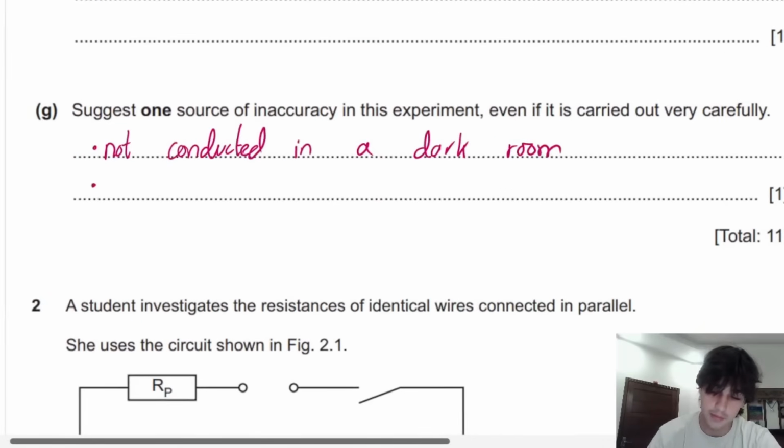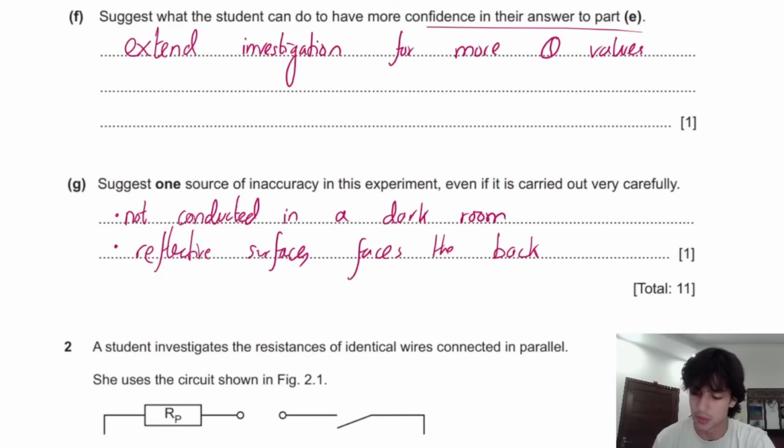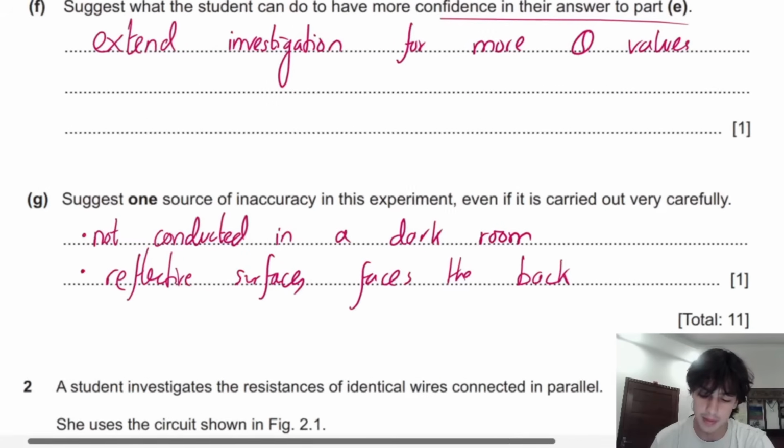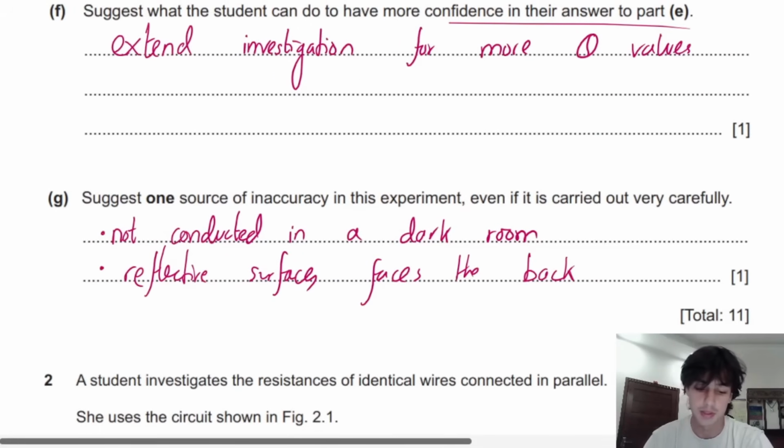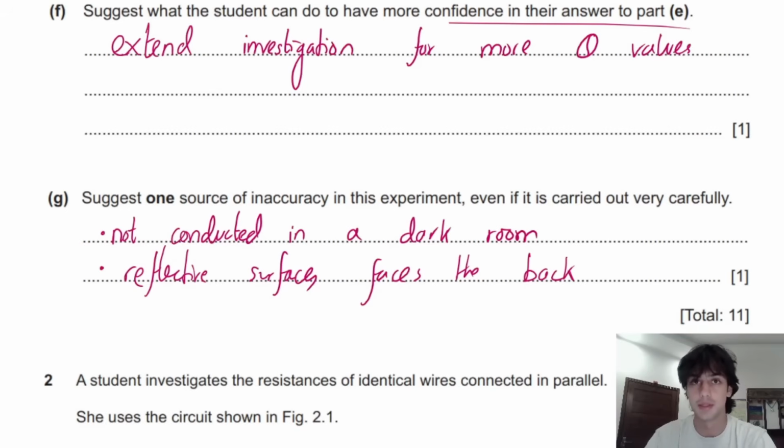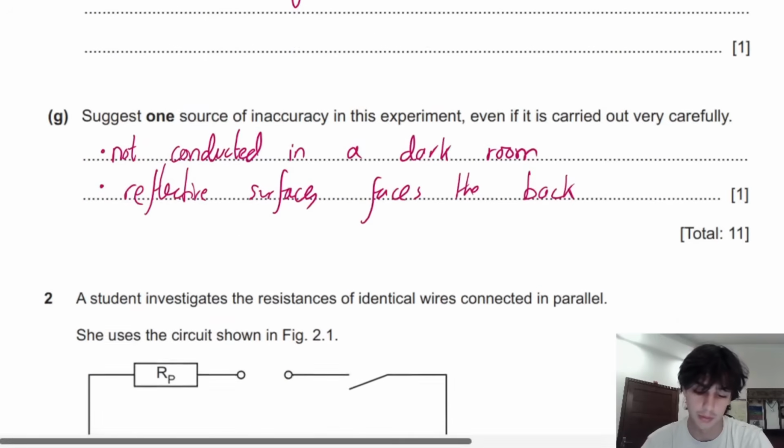So we could say that specifically for this experiment, we would mention how the reflective surface faces the back. Yet another thing you could mention, which is very common in ray diagram experiments, is that the thickness of the light ray is difficult to measure, and also the center of the light ray is difficult to locate. So that is going to be yet another source of inaccuracy that we could include.